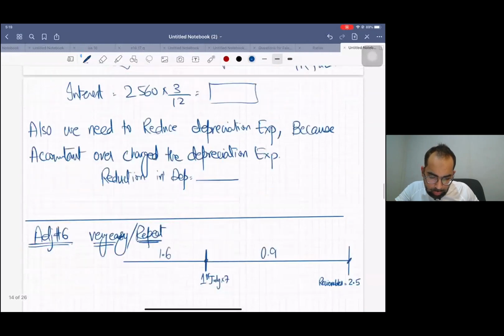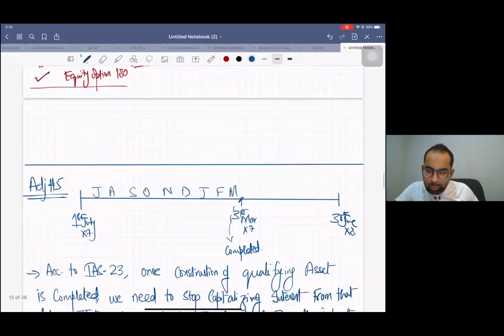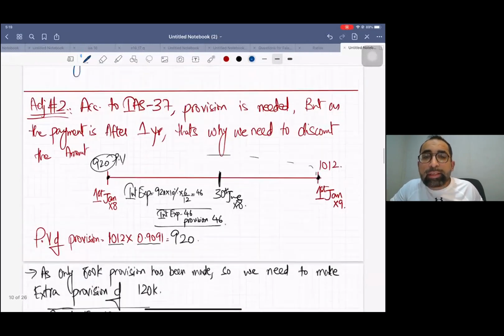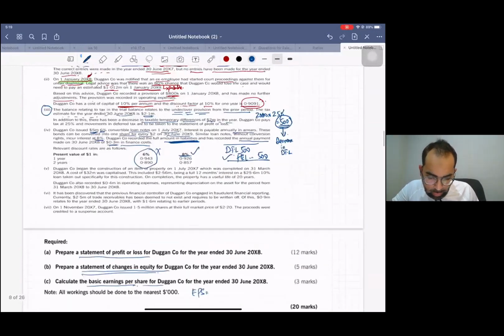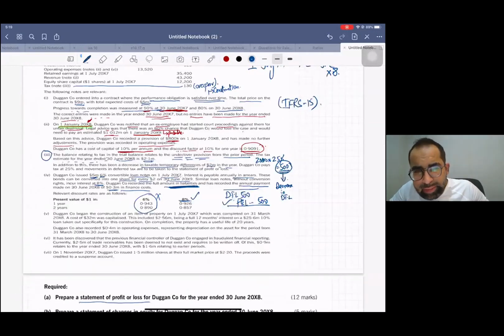Let's move to adjustment number 5. It's borrowing costs, because it's IAS 23. If somebody wants to revise IAS 23, it's on my YouTube channel, but it's in Urdu Hindi language, not in English.